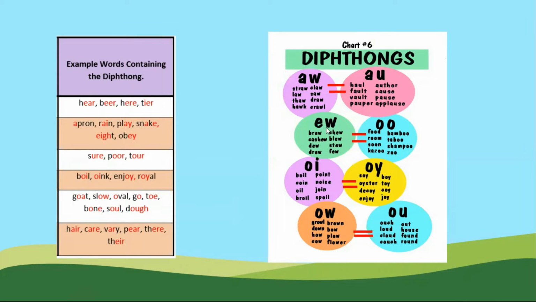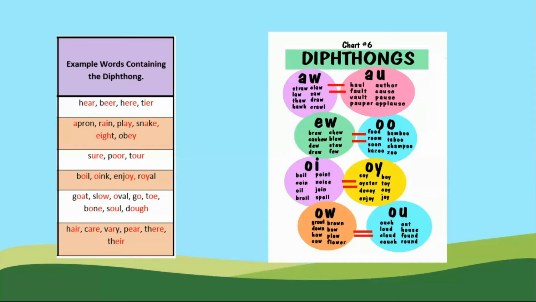Now you see EW and OO. They will give the same sound. Brew, it gives a U sound. U, dew, chew, few. And here the same, OO gives a U sound. Food, zoom, room, etc.